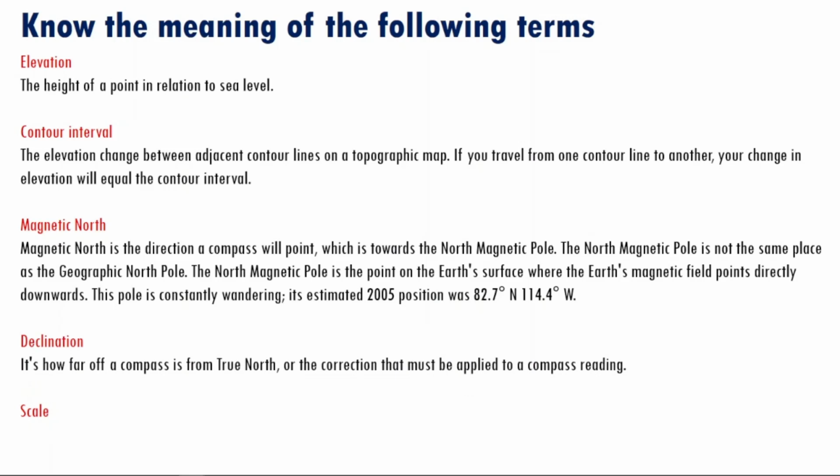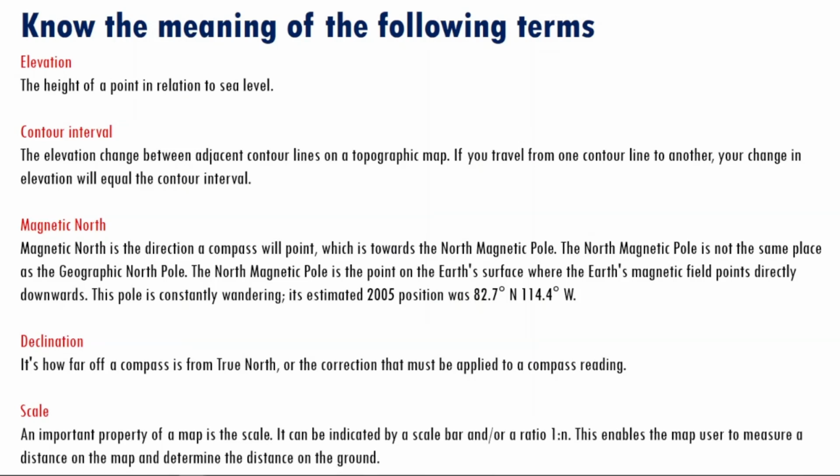Declination. What is declination? It is how far off a compass is from true north, or the correction that must be applied to a compass reading. Sometimes you find out that your compass is a bit off true north, especially for those of you who are using a magnetic north compass. If you have a true north map, that means you are a bit off. So you have to find the declination between your compass and the map so you have a better reading.